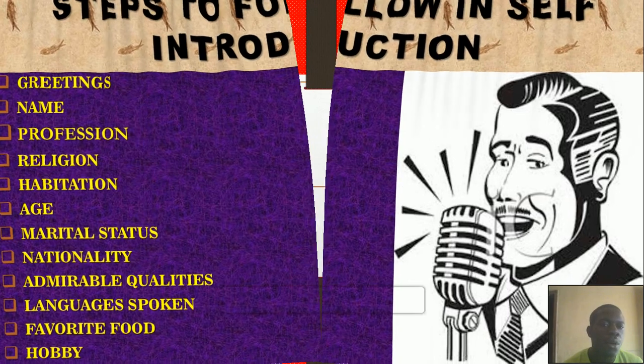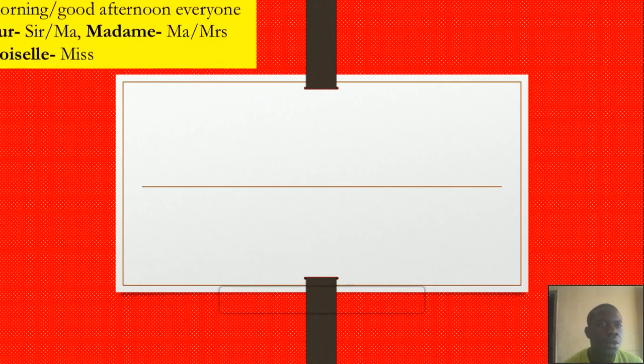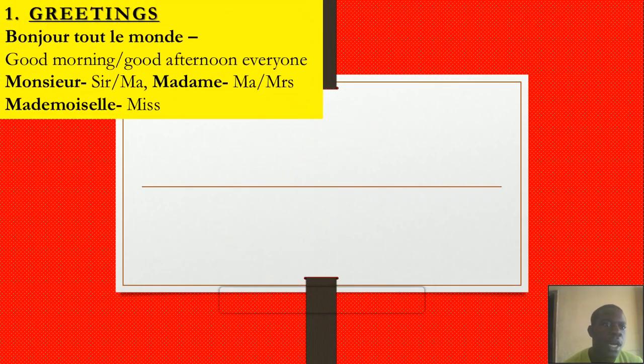Okay, we are going straight, one after the other. The first one is greetings, and as you can see here, it is bonjour tout le monde. When you say bonjour tout le monde, it means good morning or good afternoon, everyone. If you find yourself in the presence of a lot of persons, you just address them as everyone. You don't need to call their names one after the other.